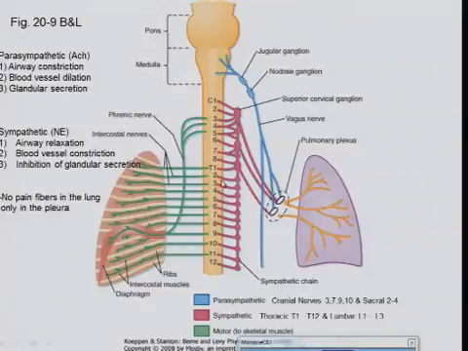Now, when we talk about the sympathetic system here, you can see how these nerves all come together. They're actually all tied together through these ganglia. So no matter where that injury occurs, we're still going to have some effect from the sympathetic system. So we do not interrupt that dramatically.